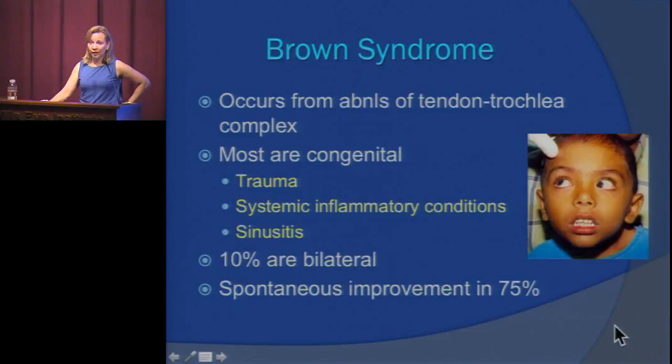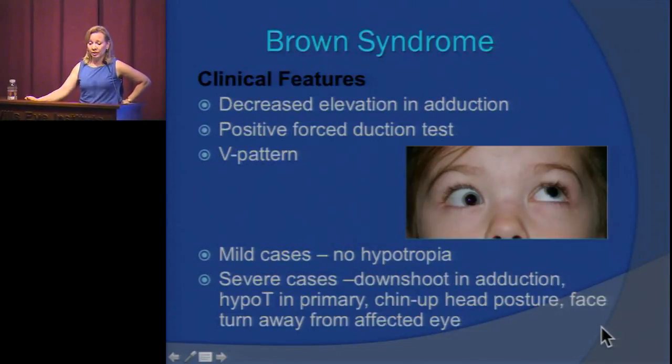So you may not want to correct it depending on the deviation or how significant it is, because a lot of them will disappear on their own. The clinical features: they'll have decreased elevation in adduction. There will be a positive forced duction test because of the restriction of that trochlea. And there's usually a V pattern present. So when these patients go up in upgaze, there'll be a divergence that occurs, causing a V pattern.